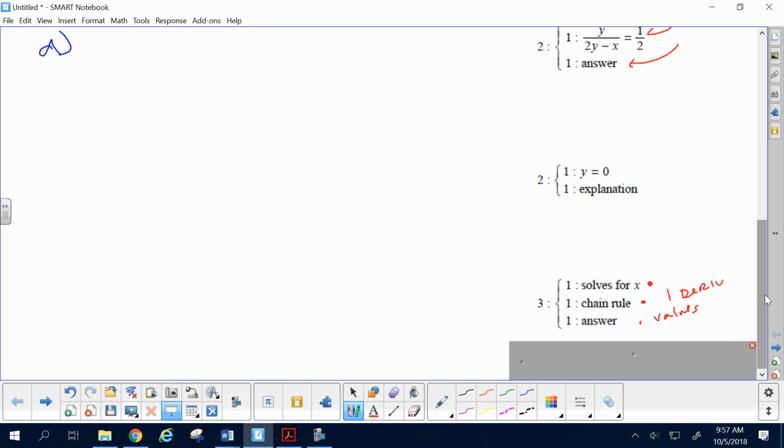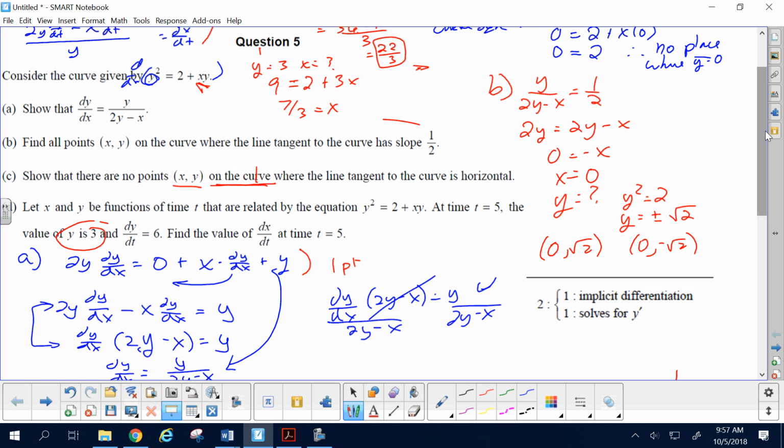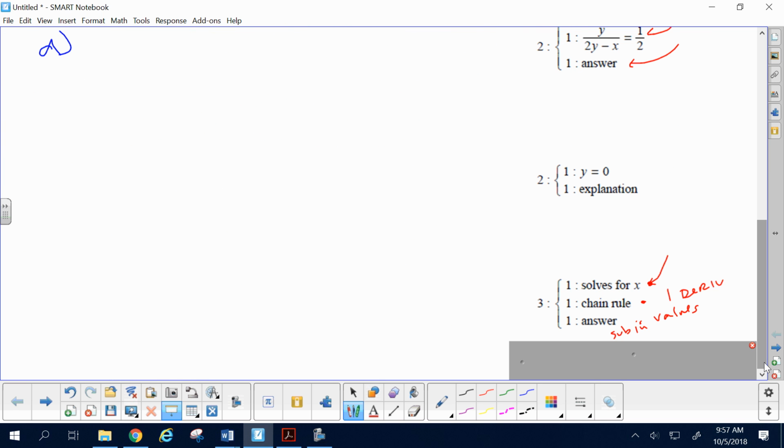Did you take the derivative properly? Did you sub in all values properly? And did you solve for x properly? Or, oh, actually, take it back. I misread that. When I say solves for x, that is that. Did you find that 7/3 point? Sorry. If you found x is 7/3 when y is 3, you get a point. You get 1 point for the derivative, and then 1 point for the answer.